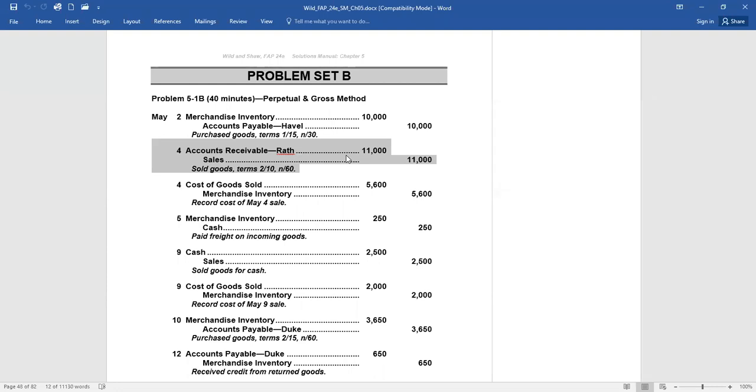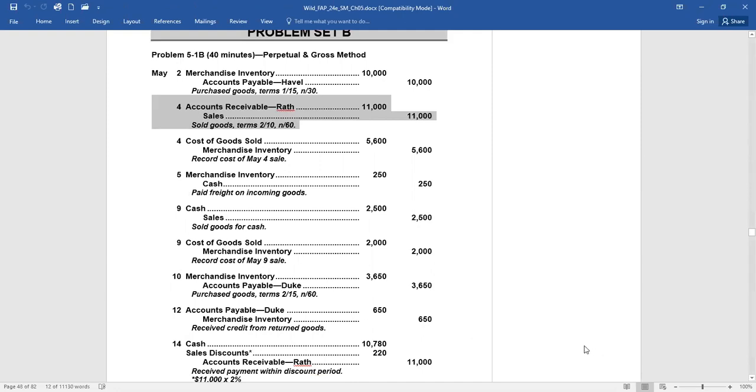So how much money will IKEA, us, receive? $11,000 minus the $220, or $10,780. So we will increase cash, $10,780. We have to decrease accounts receivable for the full amount that was owed, $11,000. Rath is satisfying that entire $11,000. We just told them take a discount if you don't pay it all in cash.